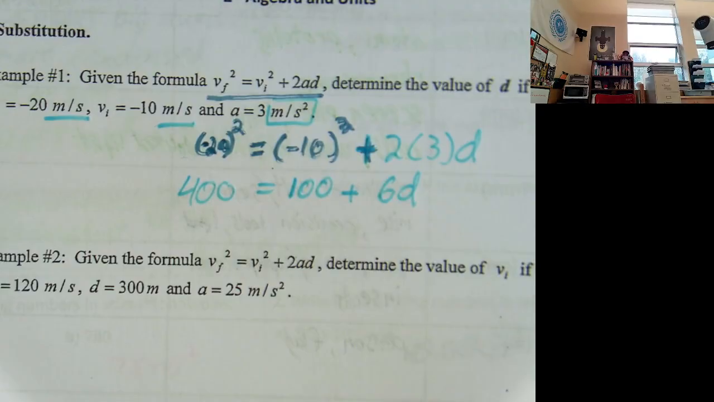Okay, I'm going to do it again, but I'm going to insert just the units, not the values. So we've got VF squared equals VI squared plus 2 times A times D. VF, those values all have units of meters per second. So we're going to get meters per second in brackets squared equals meters per second in brackets squared plus 2 times meter per second squared. The squared's on the denominator this time, as you pointed out, times D.